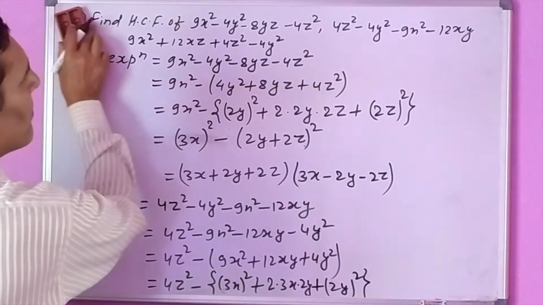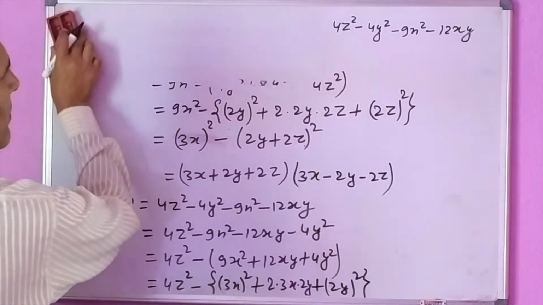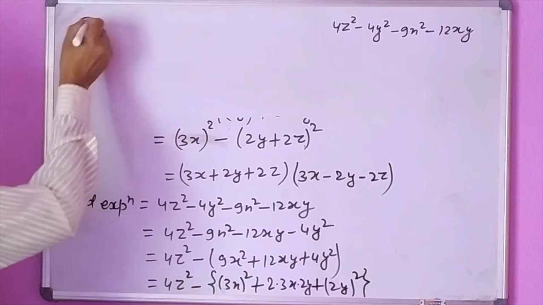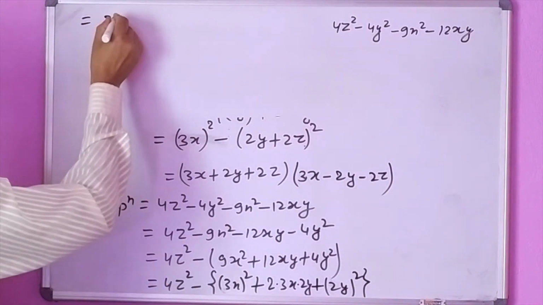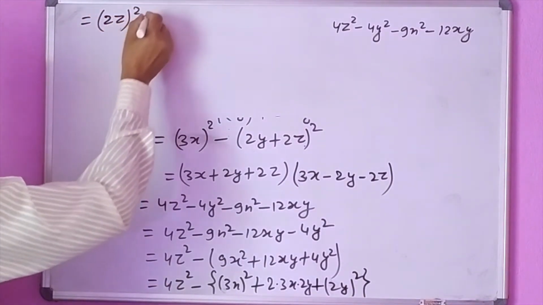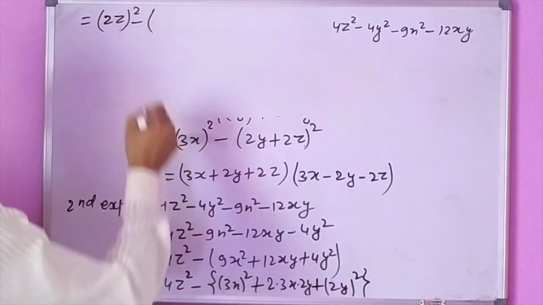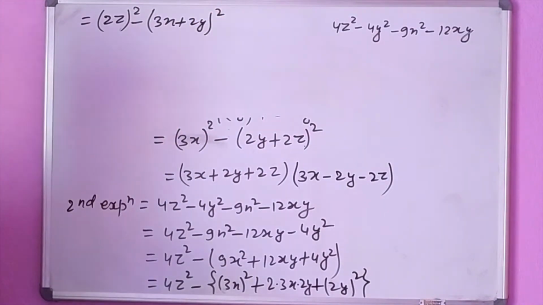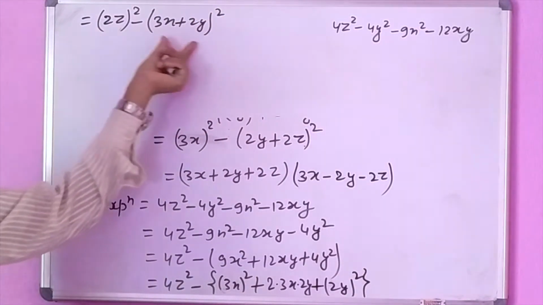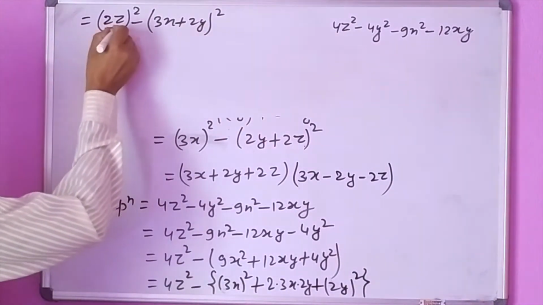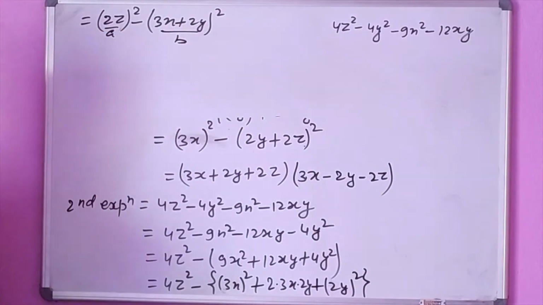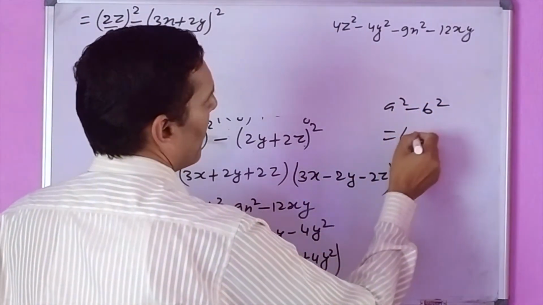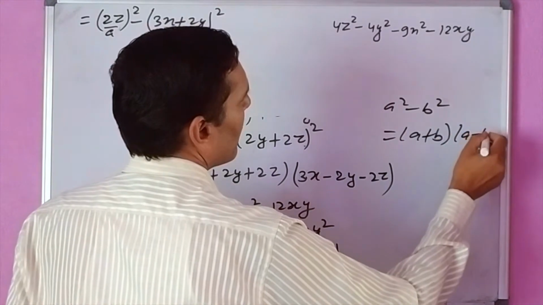Therefore, I am writing here this 4z square is the square of 2z, and minus inside the bracket, we will get the square of 3x plus 2y. Now again, it is in the form of a square minus b square. Supposing this much is a and this much is b, we are using the formula of a square minus b square. Everybody knows it: it is a plus b times a minus b.